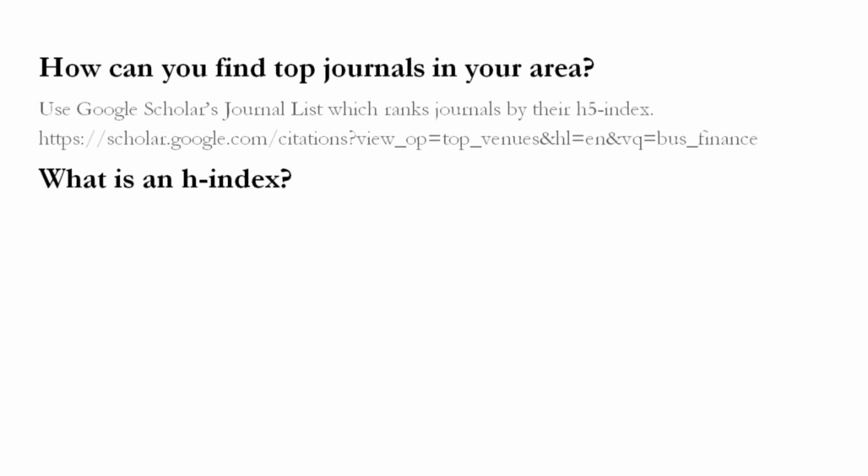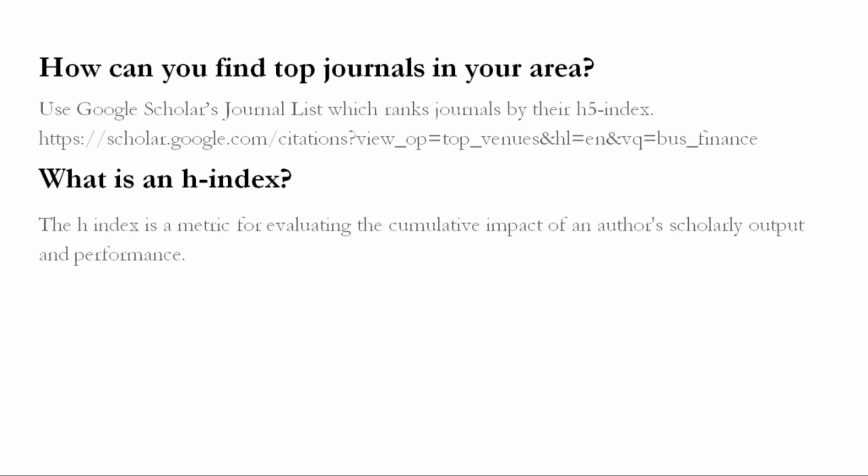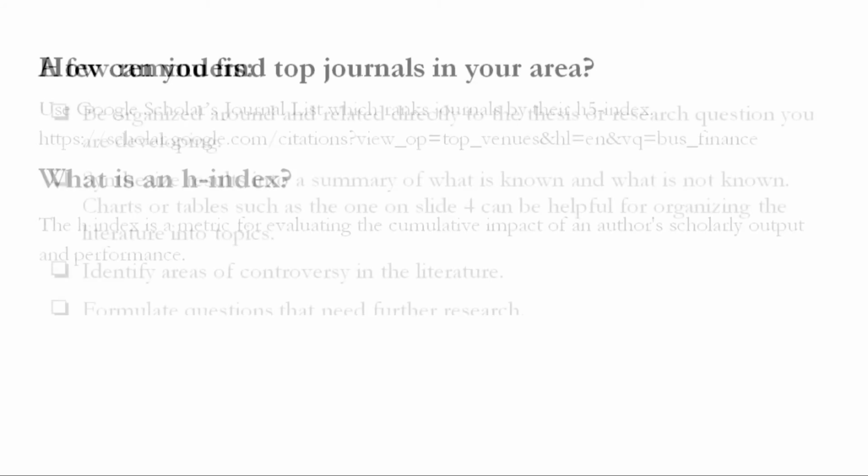What is an H index? H index is a metric for evaluating the cumulative impact of an author's scholarly output and performance. And so this is basically how frequently they've been published, and what the impact of each publication has been.